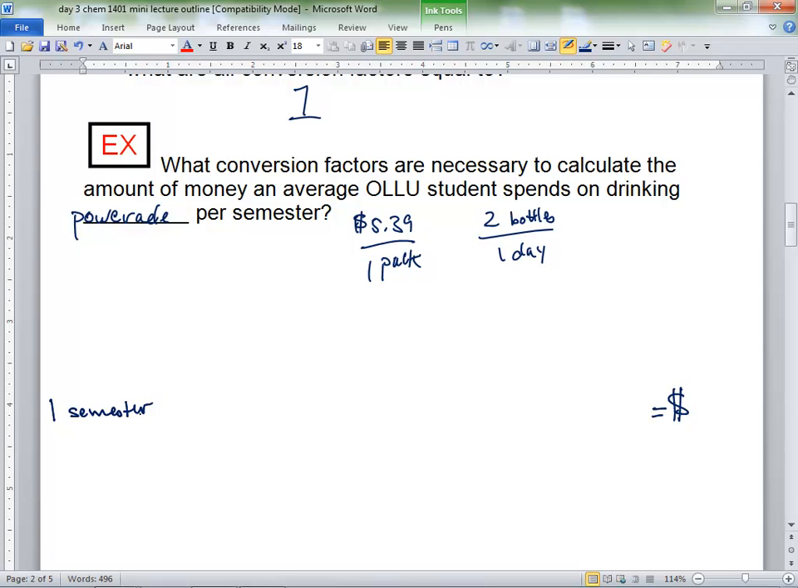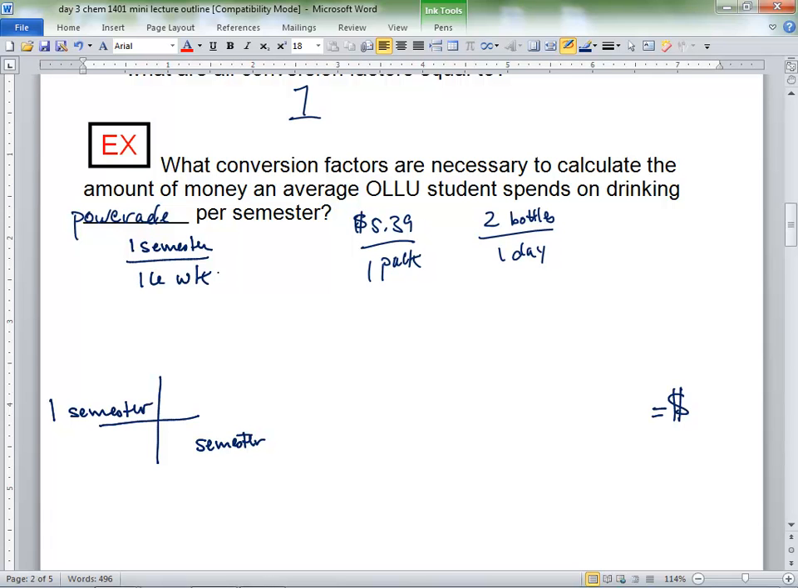I like doing the box thing, because then I can keep track of what's on top and what's on bottom. What we're going to do is find a conversion factor with semester in it, see how the semester unit would end up canceling, and that's the game we're going to be playing. There's a lot of information missing that we need. For example, it'd be nice to know how many weeks are in a semester, if you count finals week. 16. There's 16 weeks in a semester. So in 1 semester, there's 16 weeks.